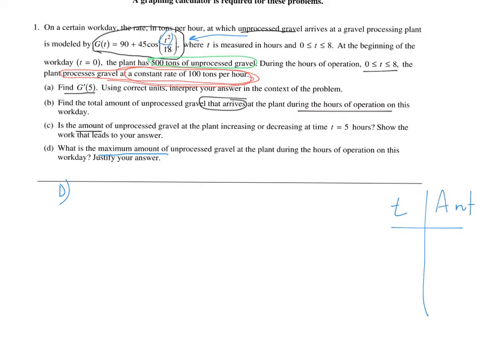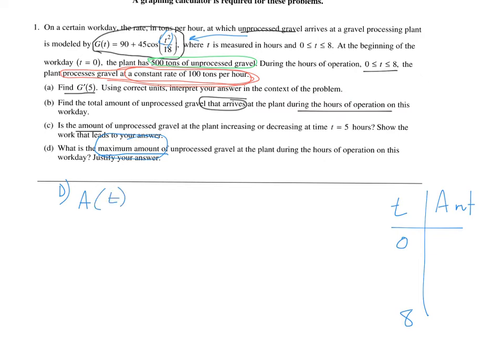So where do maxes and mins occur, guys? Maxes and mins occur at endpoints. So one endpoint would be 0. The other endpoint would be 8, because 8 would be the end of the day. And also any place where we have a critical number. Critical number of what? Well, a critical number of the amount. We don't have a function for the total amount of gravel, so we have to create one.